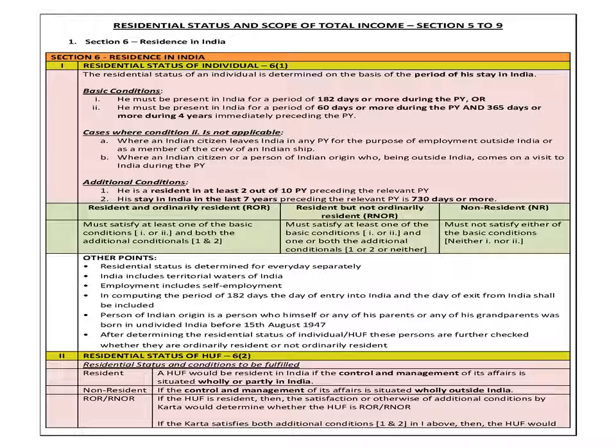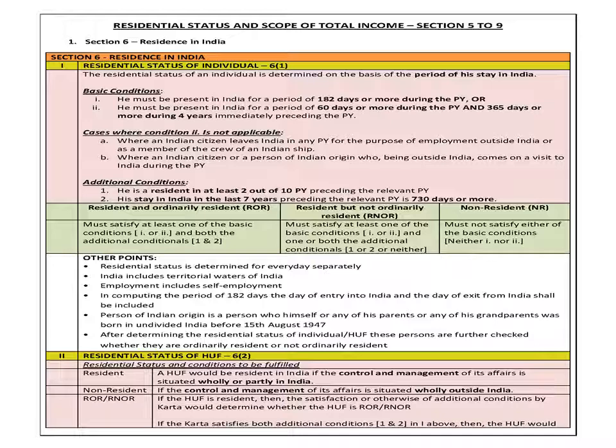In computing the period of 182 days, the day of entry into India and the day of exit from India shall be included. The day on which he comes into India and the day on which he goes out of India will also be included. Now, a person of Indian origin is a person who himself or any of his parents was born in undivided India, that is, before 15th August 1947. That includes any of his grandparents also.